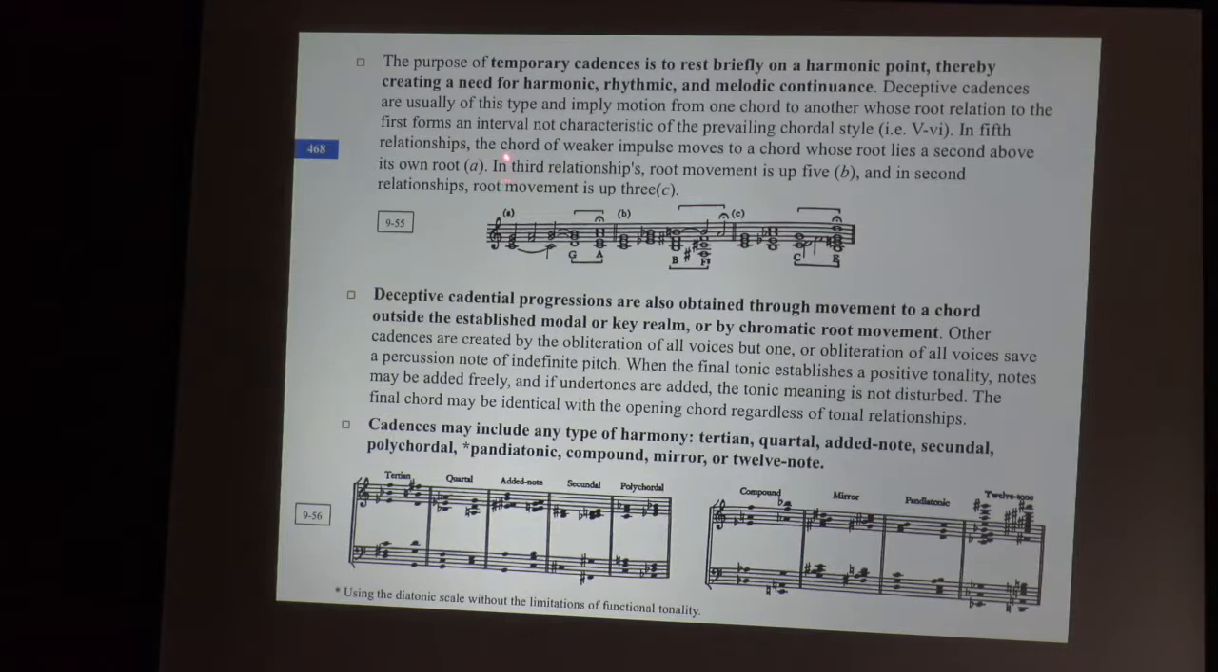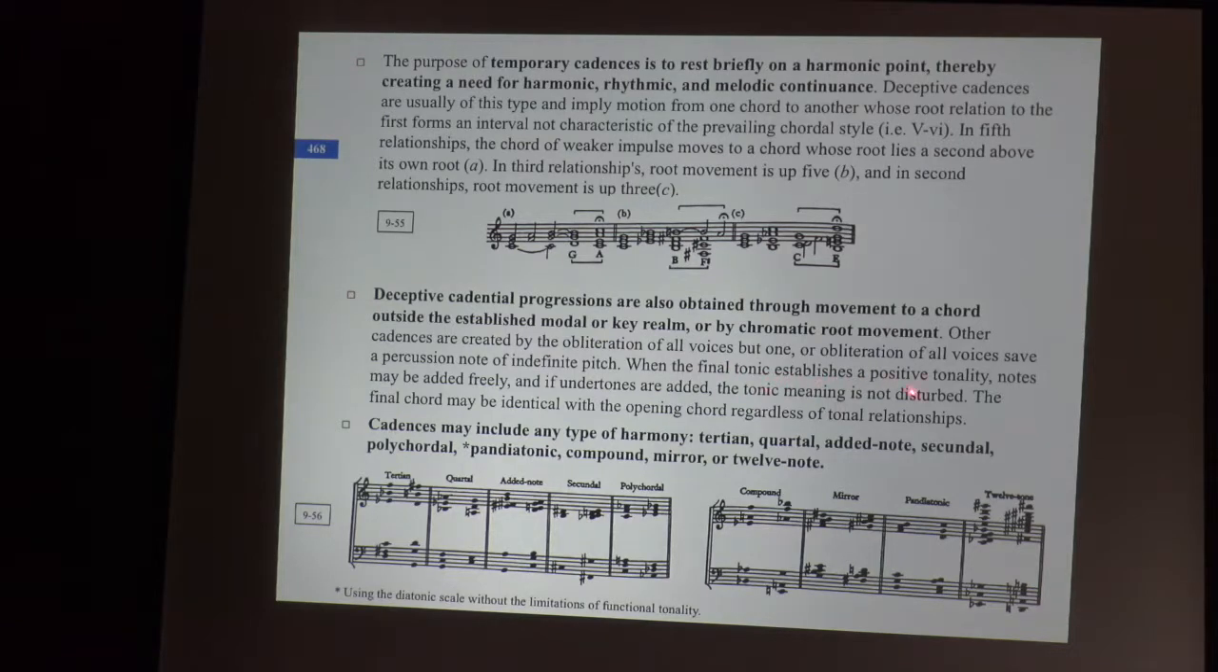In fifth relationships, the chord of the weaker impulse moves to a chord whose root lies a second above its own, like 5 to 6. In a third relationship, root movement is up a fifth, and in second relationships, root movement is up a third. So these are just deceptive cadences, avoidance of the tonic. Deceptive cadence progressions can also be obtained through movement to a chord outside the established mode or key, or by chromatic root movement. Other cadences can be created by removing all the voices but one, an obliteration of all the voices except the percussion tone.